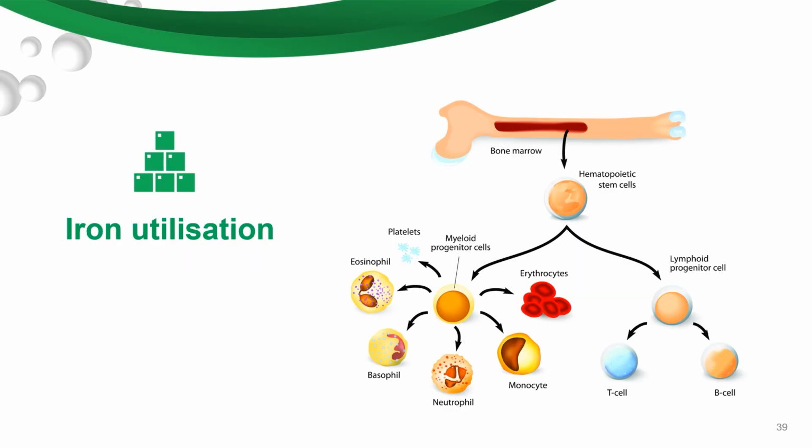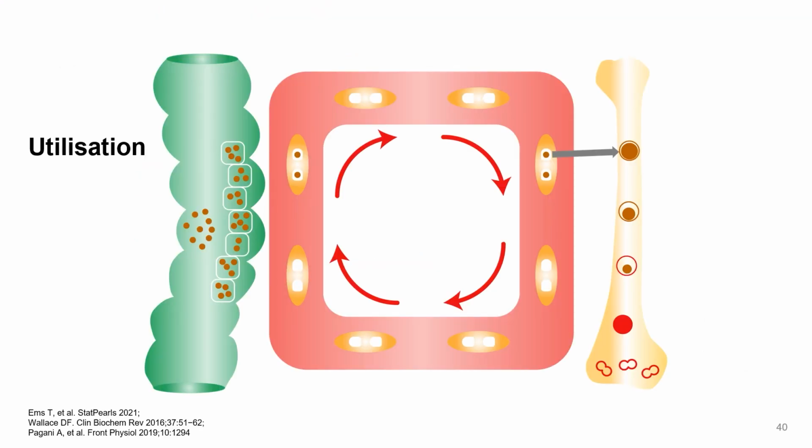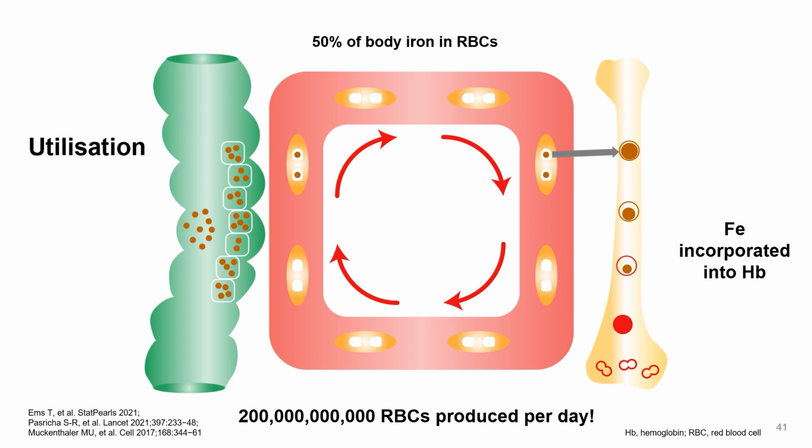Our next step in our iron metabolism pathway is iron utilization. Now, of course, the bone marrow, being the factory of red blood cells and other blood cells, is the primary place where iron will be delivered to make red blood cells, and 50% of the total body iron is actually found inside red cells. You can see here that 200 billion red cells are produced every day as iron is incorporated into hemoglobin.